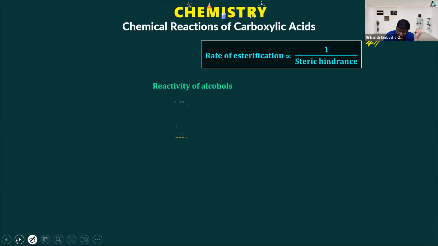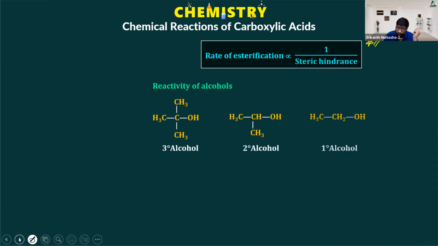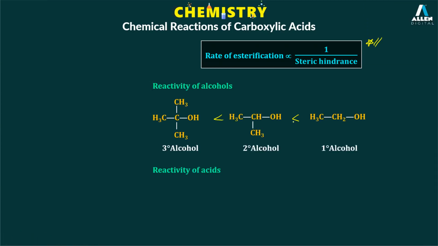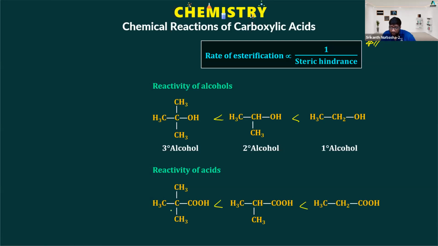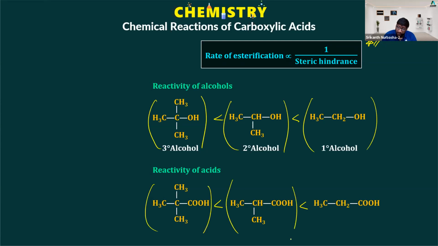So reactivity of alcohol, which alcohol will be more reactive? Primary, because in the tertiary alcohol we have bulky groups. Reactivity of acids, again primary acids, because bulky groups are more in the tertiary. Like if COOH is connected to a tertiary carbon, in that case due to steric repulsions, the nucleophilic attack is not going to happen. So this is the order for the rate of reactivity. Rate of reactivity of compounds towards esterification is inversely proportional to steric hindrance. Greater the steric repulsions, lesser will be the rate.